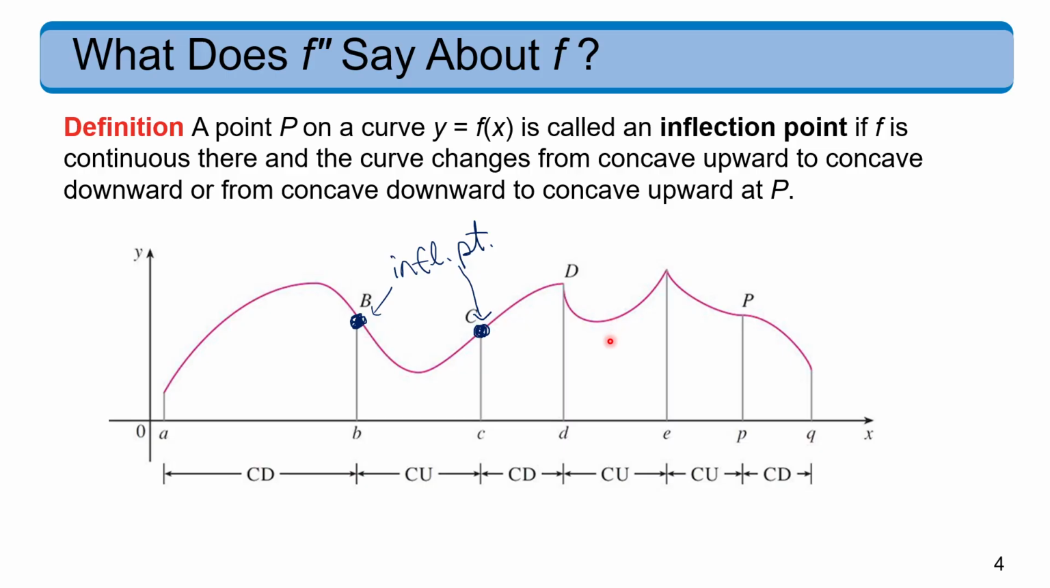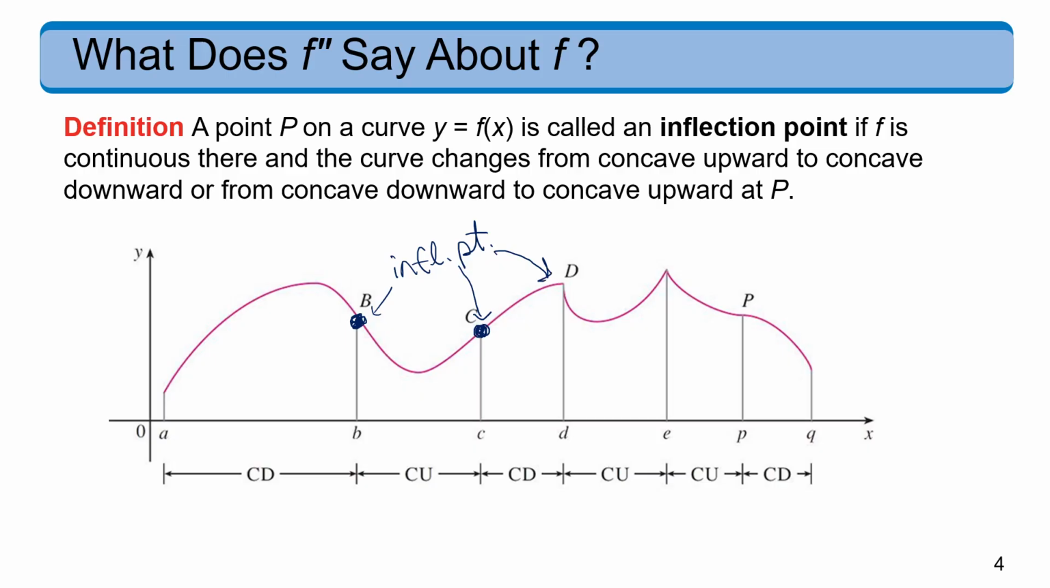Now remember, it said that f must be continuous at the point in order for it to be an inflection point. This is continuous at D. It has a corner, which means it's not differentiable, but it is continuous there. So that's another inflection point.